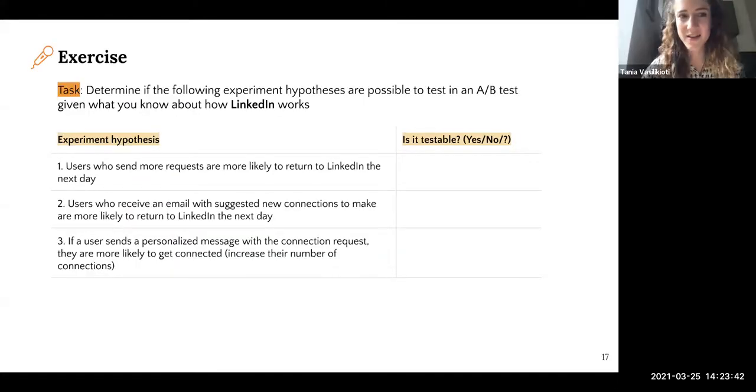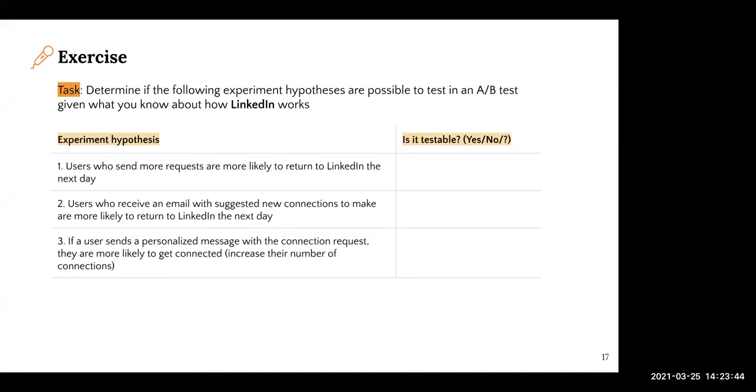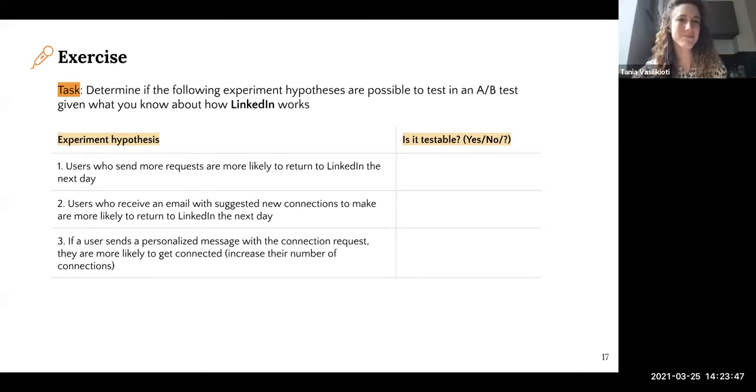Okay, so I had this little exercise maybe. I don't know if it's of interest, but basically to see whether some of these hypotheses are good or not for an A/B test specifically, right? Not just for any research. So the exercise is to determine if the following experiment hypotheses are possible to test in an A/B testing scenario, given what you know about how LinkedIn works. Maybe you can give me some ideas.